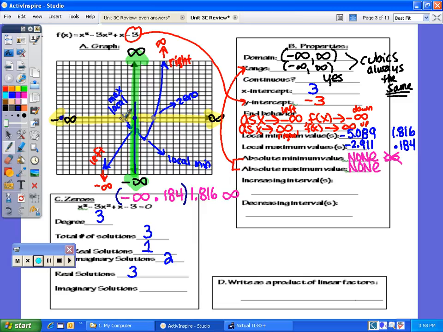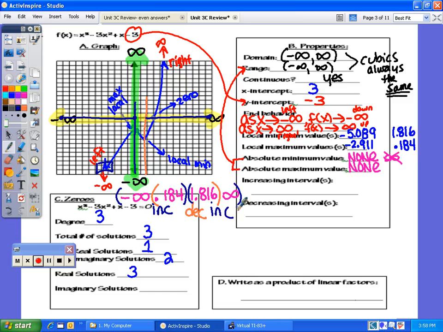Between these points, it looks like if this was my roller coaster, the graph is going up. So that's an increasing interval. Now from 0.184 to 1.816, it looks like if this was my roller coaster that it came down. So that's a decreasing interval. And now the last one, from here all the way to infinity, if this is my roller coaster, I'm going up. So that's an increasing interval between these two numbers.